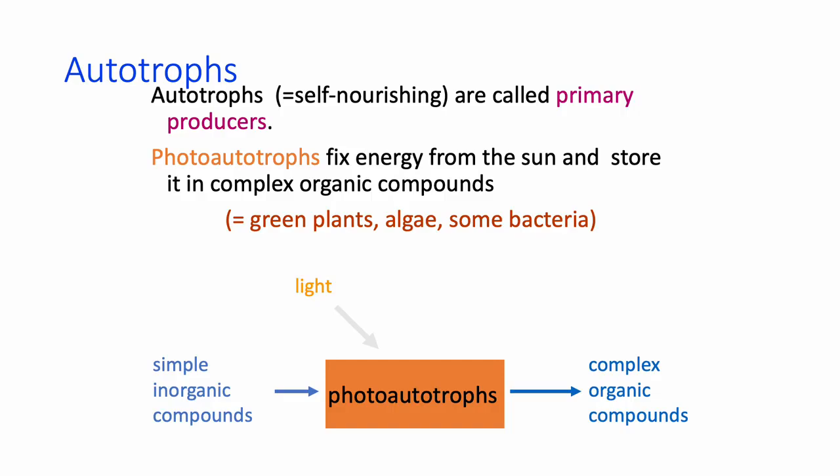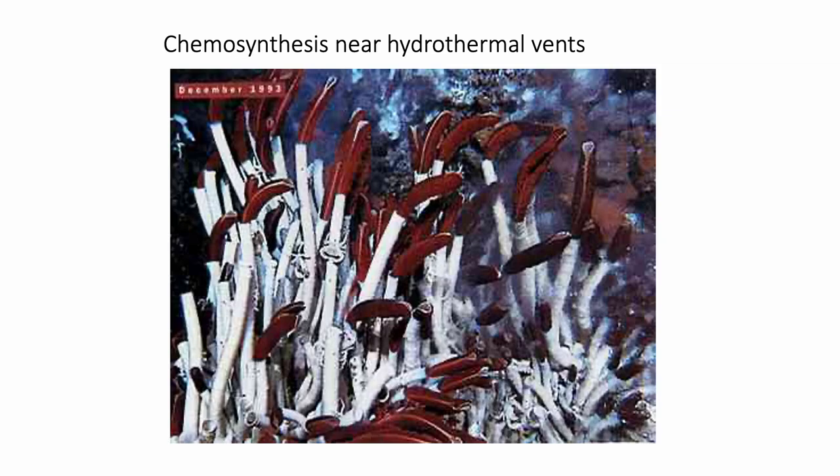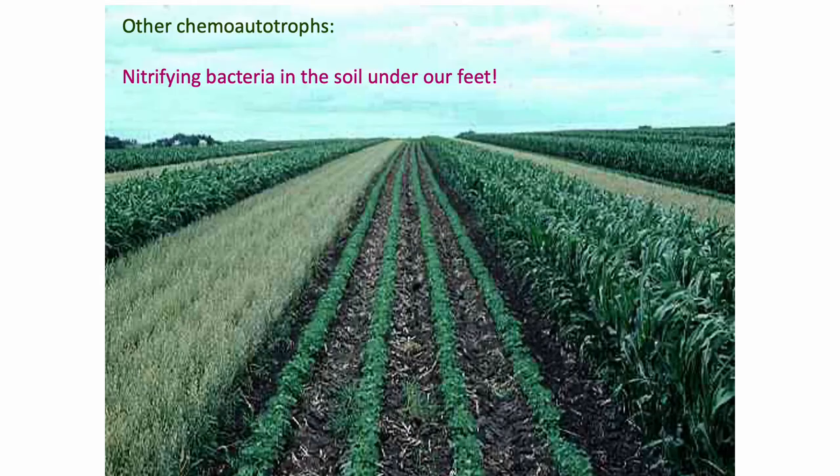Whereas coming to the chemoautotrophs. Chemoautotrophs are the bacteria that are able to oxidize reduced inorganic substances such as sulfur and ammonia compounds. They produce complex organic compounds. In this picture you can observe the chemoautotrophs, which can be seen near the hydrothermal vents. Other chemoautotrophs include the nitrifying bacteria which are present in the soil under our feet.